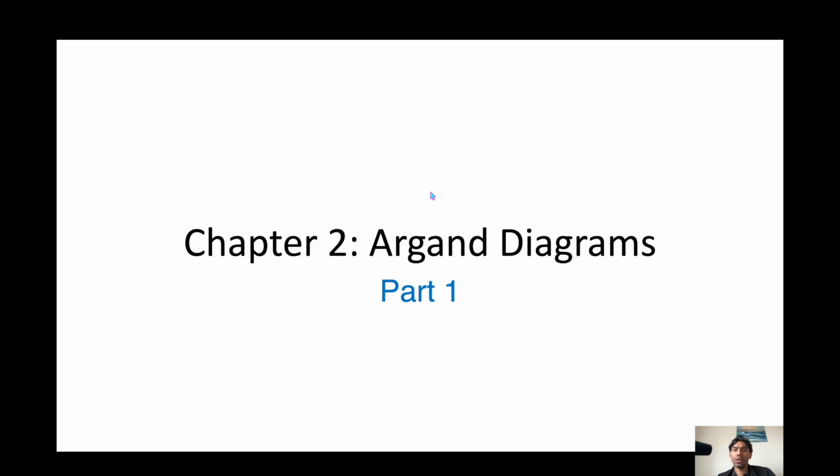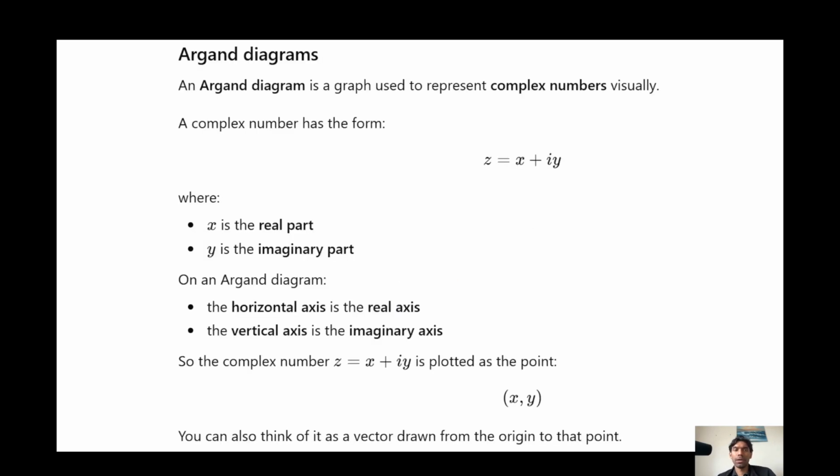Chapter 2 Argand Diagrams Part 1. Argand diagrams. An Argand diagram is a graph used to represent complex numbers visually. A complex number has the form z equals x plus i multiplied by y, where x is the real part and y is the imaginary part.